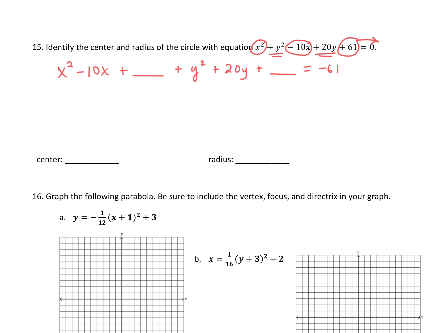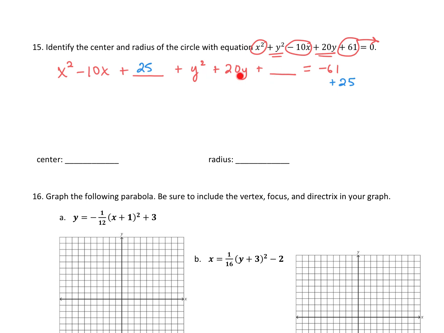All right, so let's complete the square. We take our b value, we divide it by 2, and then square it. Negative 10 divided by 2 is negative 5. Negative 5 squared is a positive 25. We just added 25 to the left side of our equation, so we have to balance and add 25 to the right.